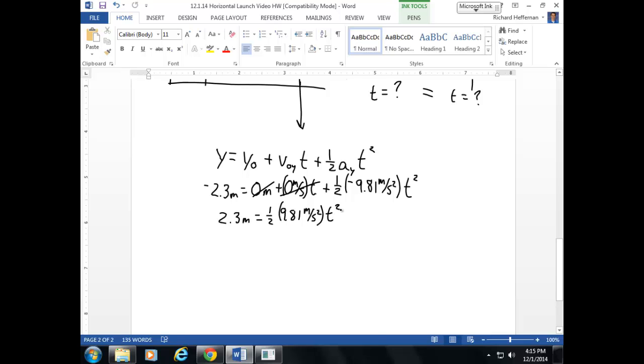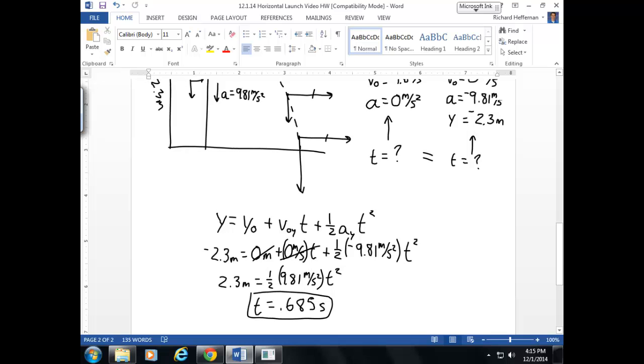Do some math here with my calculator. 2.3 times 2 divided by 9.81, square root. I got a time of 0.685 seconds. So a time of 0.685 seconds we got. Now, that's all this question was asking for, is it wanted us to find the time it takes him to fall to the edge of the water.